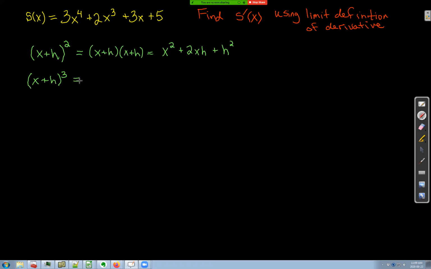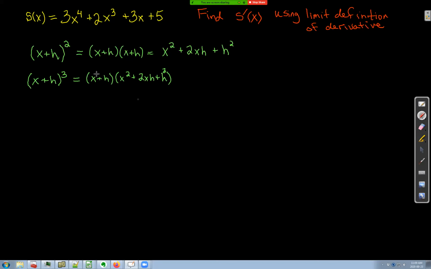Well, x plus h cubed is basically going to be x plus h times x plus h times x plus h. It's going to be 3 of these instead of just 2. Or another way to think about it is it's going to be one more x plus h, and I can multiply it by this because I know that this is actually 2 copies of x plus h. So I could do x squared plus 2xh plus h squared.